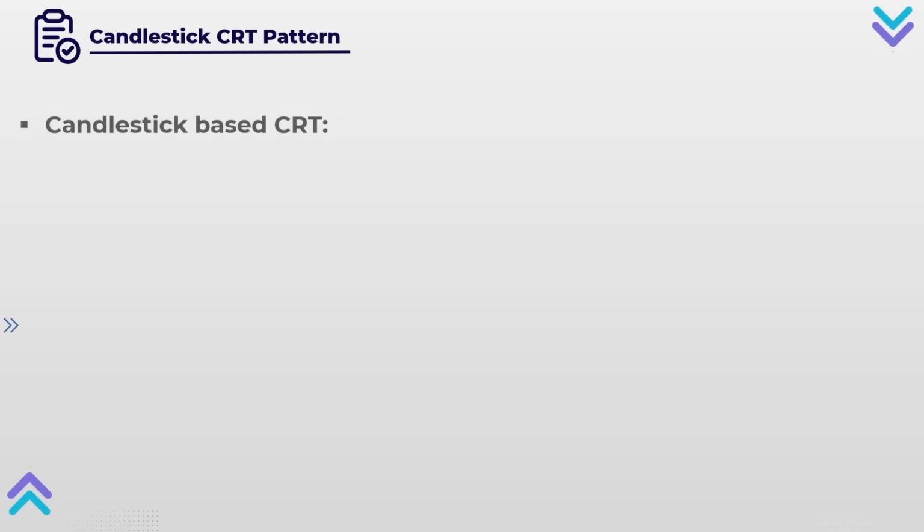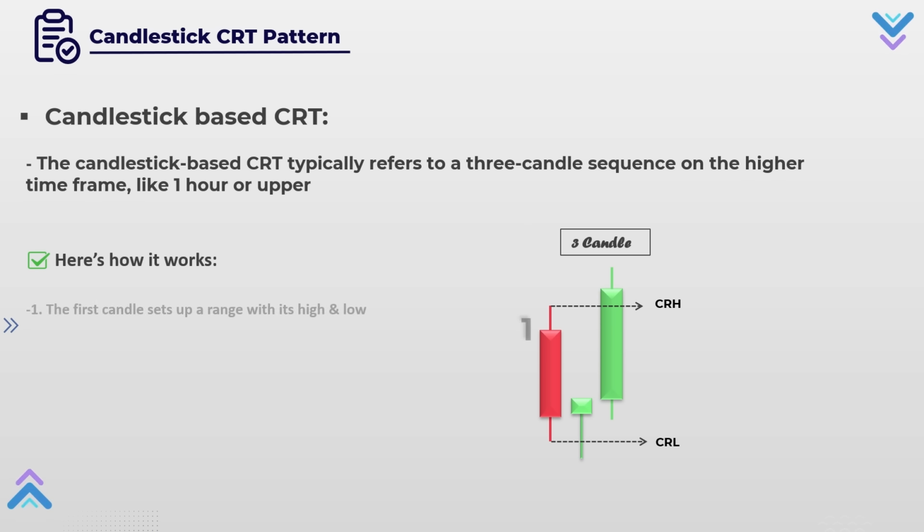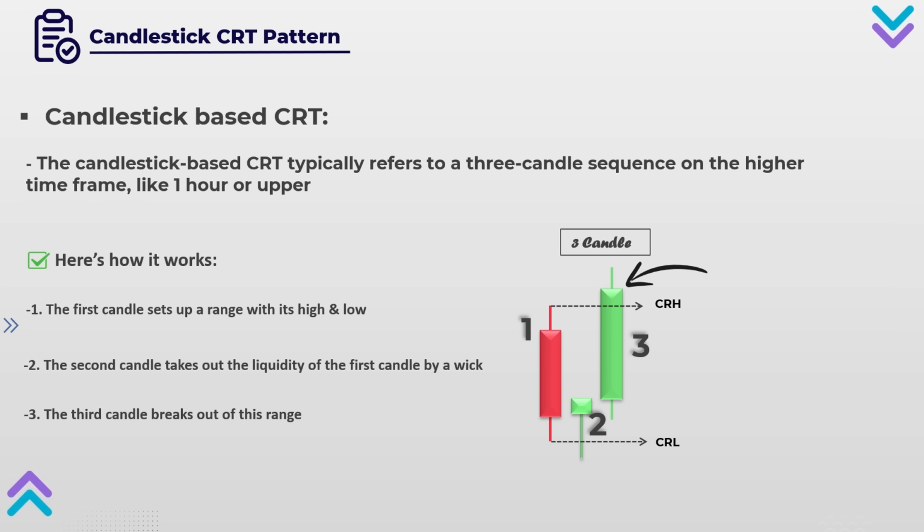In the bullish scenario, the candlestick-based CRT typically refers to a three-candle sequence on a higher time frame, like 1 hour or upper. Here's how it works. The first candle sets up a range with its high and low. The second candle takes out the liquidity of the first candle by a wick. The third candle breaks out of this range.